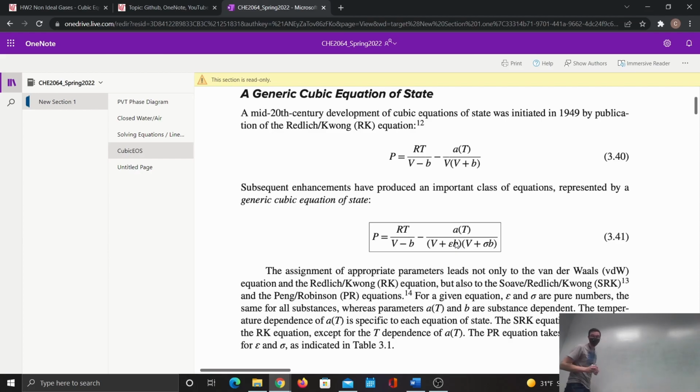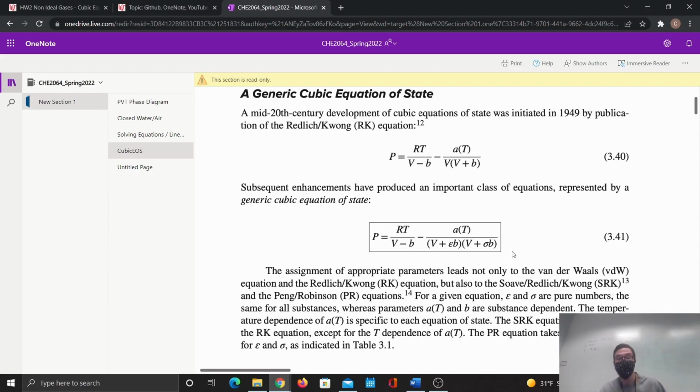Just for preparations, pressure equals R times temperature over volume minus b, minus a over, now this is new, this is different, epsilon and omega here denote coefficients that are important for calculations. So V plus epsilon b, V plus omega b.